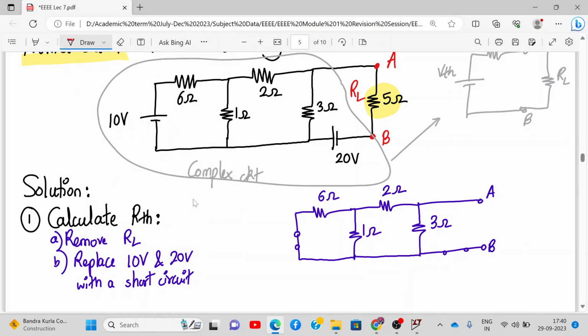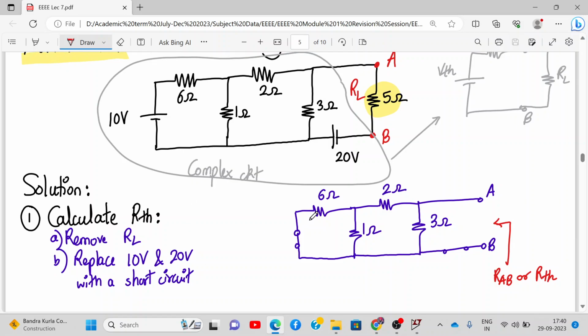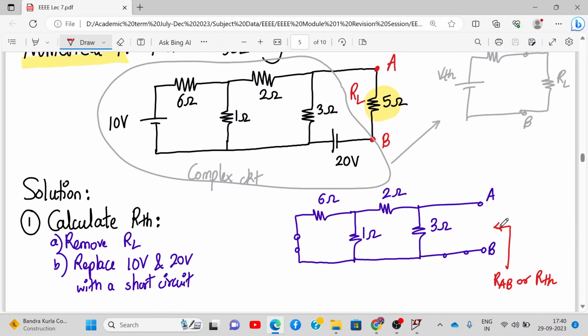So over here, that means we have to find the equivalent resistance between the terminals A and B. So we need to find RAB or RTH, Thevenin's resistance. All right. So this is the procedure. Remove RL and replace 10 volt and 20 volt voltage source with a short circuit. So this is how we have replaced it.